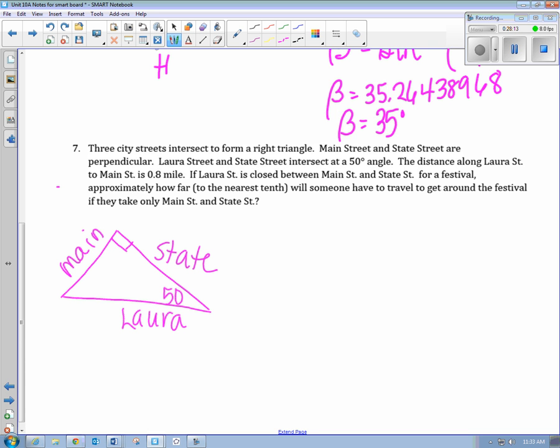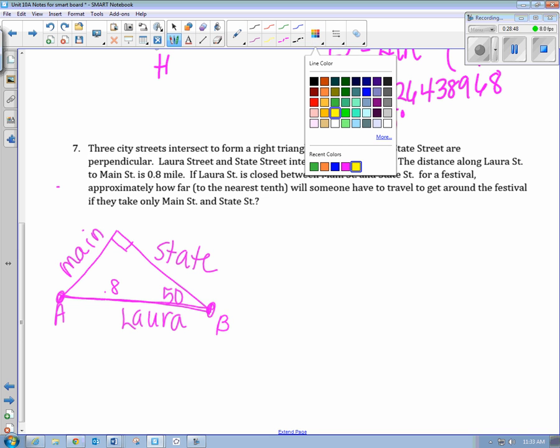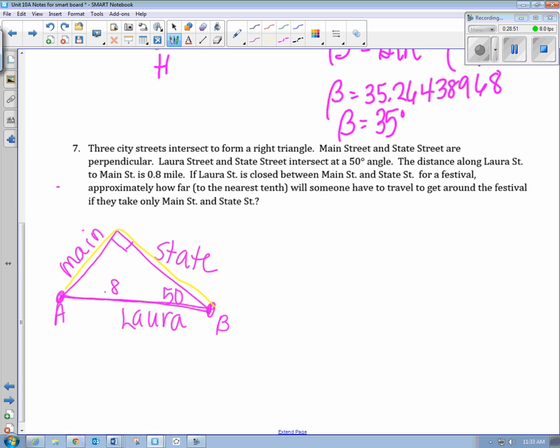The distance along Laura Street to Main is 0.8 miles. If Laura Street is closed between Main and State Street for a festival, how far to the nearest tenth will someone have to travel to get around the festival if they only take Main and State? So our question is essentially asking us, if this is the normal route somebody takes, and it's 0.8 of a mile, and that road is closed, and they still need to get from point A to point B, and they have to take the long route, which goes this way, how far will they have to travel?